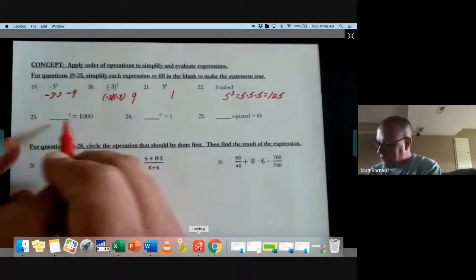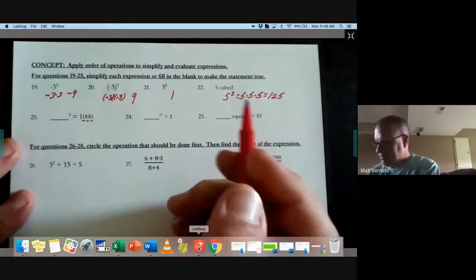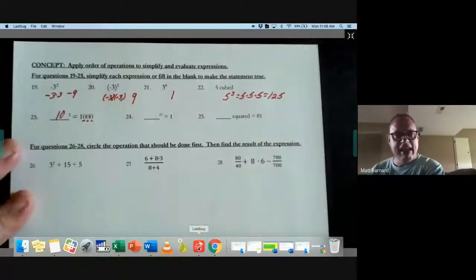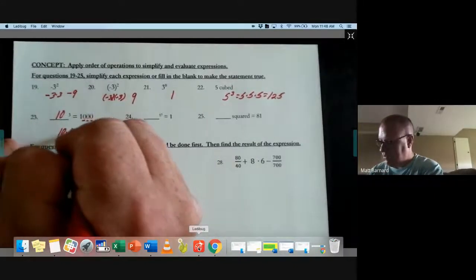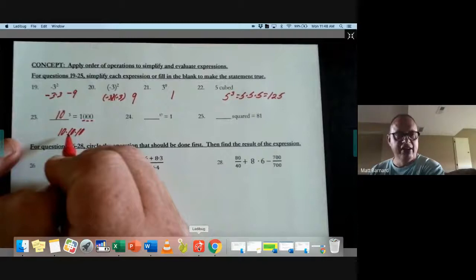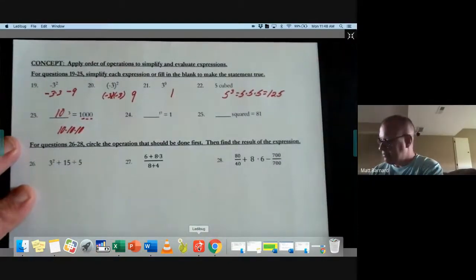What can we cube to get 1,000? Well, you'll notice there are 3 zeros here. And if we take 10 to the 3rd, that will do it, because 10 times 10 times 10, 10 times 10 is 100, 100 times 10 is 1,000. So you have a way to check yourself too.